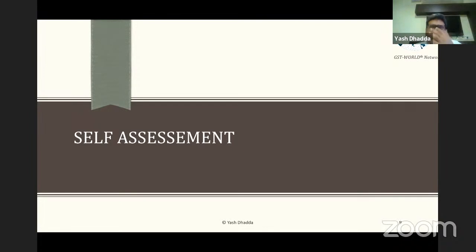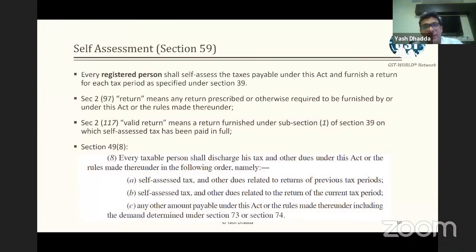So their concept is that when there is a self-assessment regime and you have not deposited tax with the government, the purpose is that you wanted to break the government's trust. But when we look at the provisions and see what section 59 says, section 59 says that every registered person has to self-assess the tax payable under this Act and furnish a return for each tax period as specified in section 39. And when you see it, there are 3-4 anchor points in section 59 which are very important and useful.